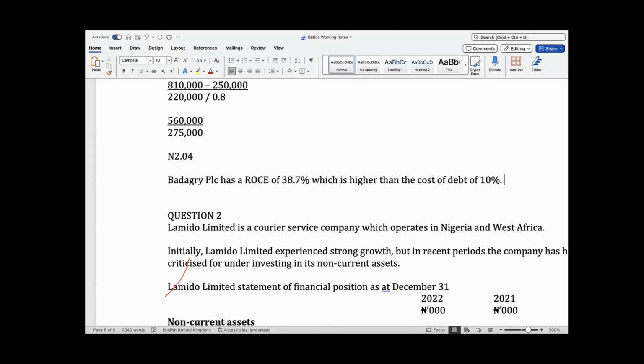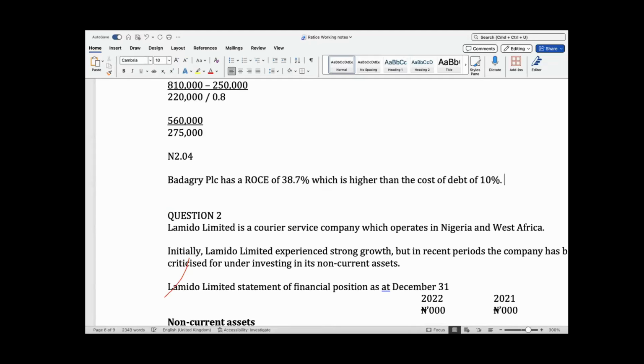And it also has an impressive interest cover. The entity can cover its finance costs with its profits from operations 27.6 times. 27, that's good.